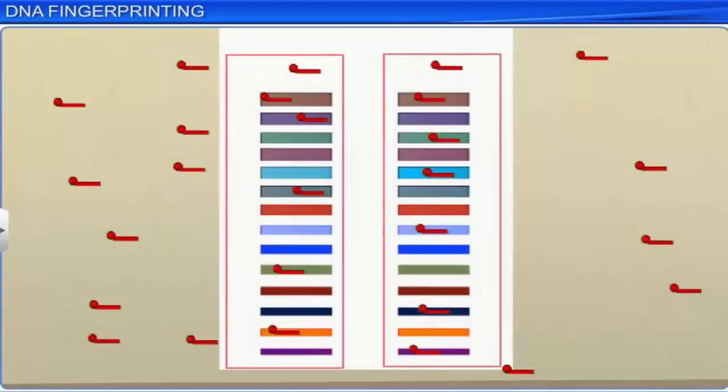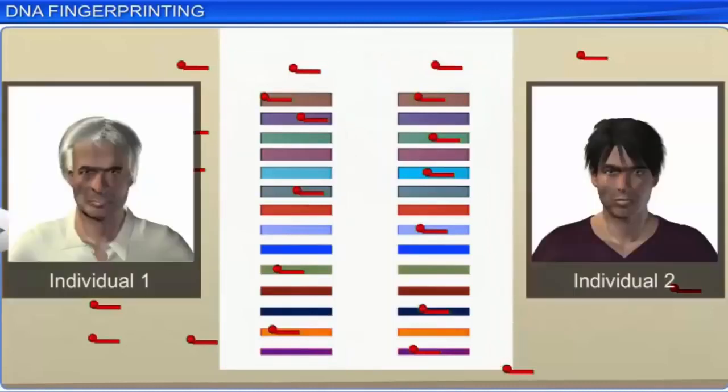These bands provide a characteristic pattern to an individual's DNA and vary from one individual to another except in identical or monozygotic twins.